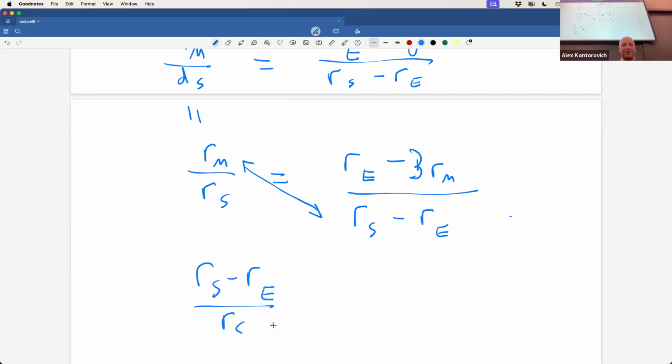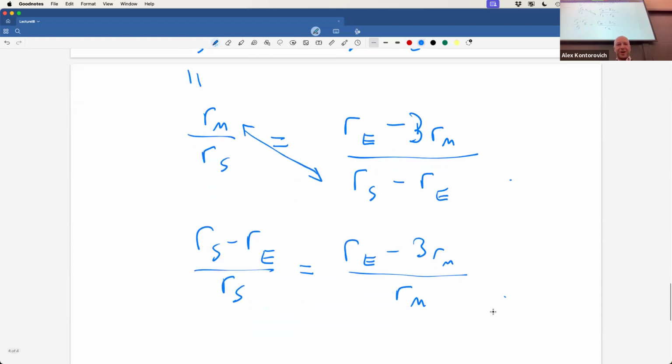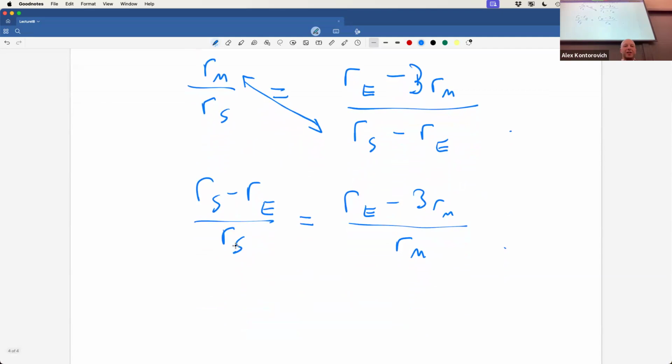And I'll keep the same denominator. And this becomes a denominator over here. Did everybody get this? I'm just multiplying both sides by radius of the sun minus radius of the Earth. That multiplies it here and cancels it off there. And then dividing both sides by the radius of the moon, which cancels it here and puts it down. Okay. Radius of the sun divided by radius of the sun. 1 minus radius of the Earth over radius of the sun.